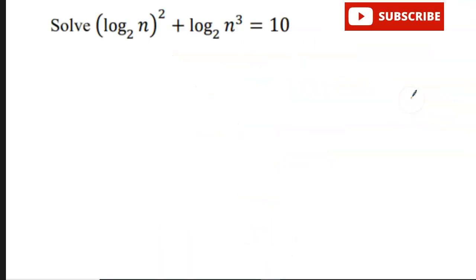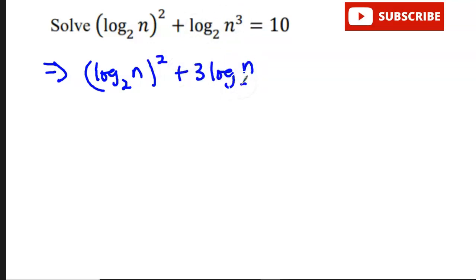Look at another one. So bracket open log n to the base 2 all raised to the power 2 plus log n cube to the base 2 is equal to 10. Now care must be taken when you are solving such an equation. Good. So we can write this as log to the base 2 n all squared plus 3 log n to the base 2 is equal to 10.